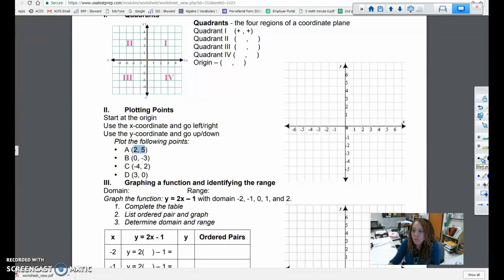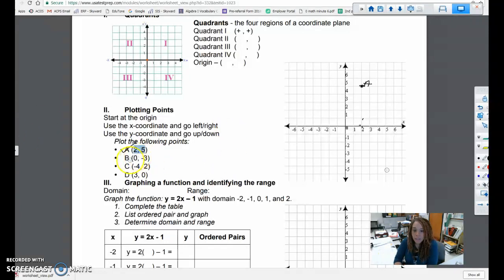When I plot 2 and 5, I'm going to start at my origin at 0, and I'm going to go positive 2 because it's a positive number here, and then I'm going to go up 5. I'm going to stay at that 2. That's my first stop, and from that stop I go on to my y coordinate. So from here, I'm going to go up 5: 1, 2, 3, 4, 5. Put a point, and I'm going to label that point A because this was point A. Check off that I did that one.